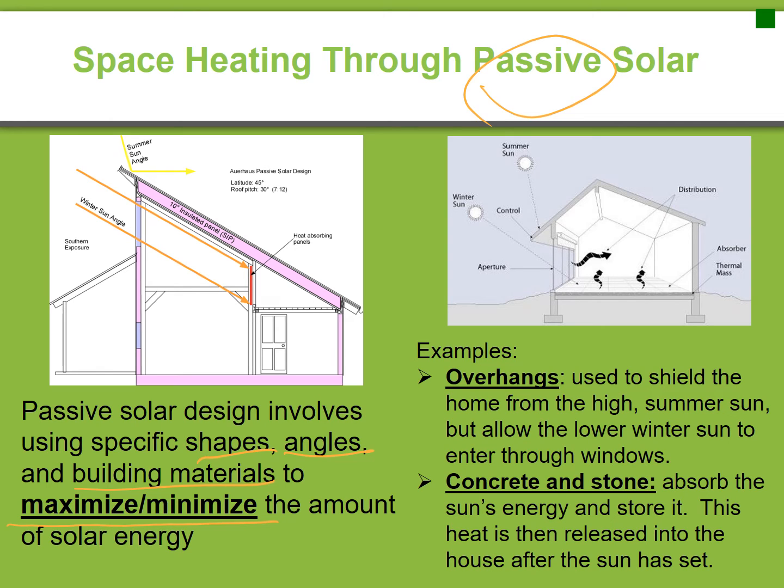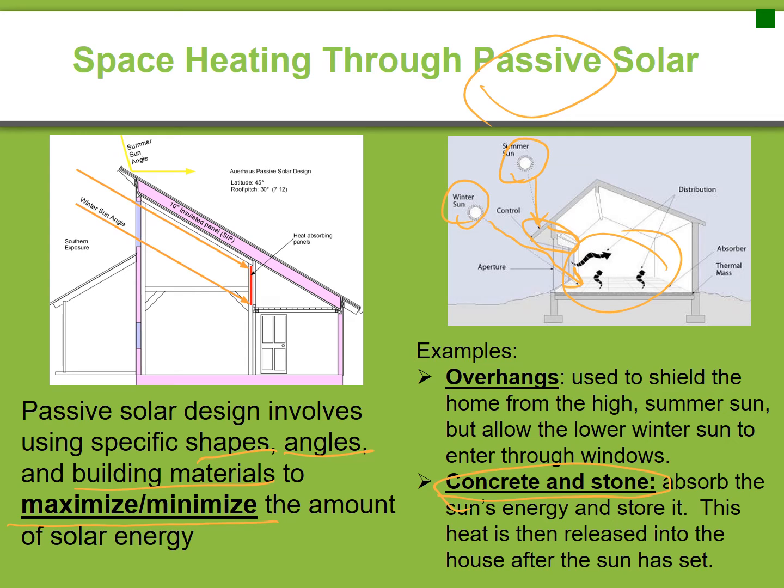So what they'll do is they'll use overhangs. Here's an overhang. So if you look at it, it obviously shields the sun when it is at its most, which is during the summer, but during the winter when it's cooler, it allows that sun to enter into the building, and then therefore it can distribute throughout. Also, another thing that they'll use is concrete or stone. This happens a lot in the desert.